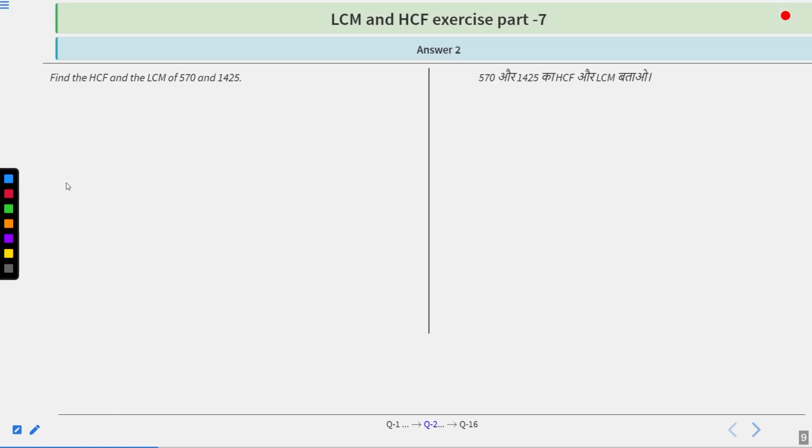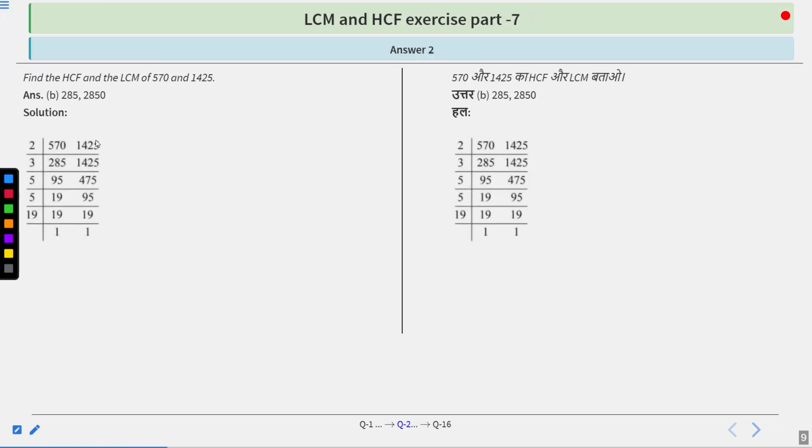Now we have to find the LCM of these numbers. Using the long division method, we will start dividing by the least number, that is 2. We get 285 and 1425. Then by 3, then by 5, then again by 5, and then again by 19. And we keep on dividing until we get 1 and 1 in the last step. So the LCM is 2 into 3 into 5 into 5 into 19. That is 2850 is the LCM of the numbers. That means option number B, 285 and 2850, is the correct answer.